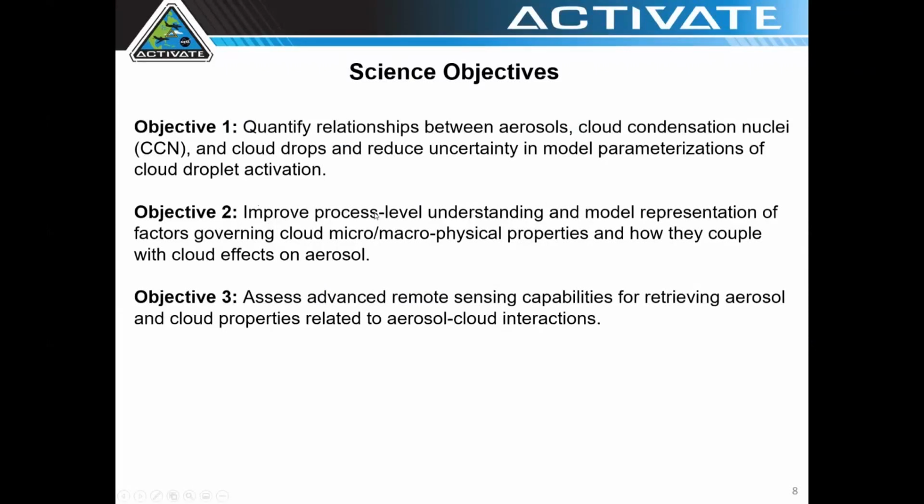Objective 2 is looking at process level understanding of how models treat cloud micro and macro physical properties and how they couple to how clouds affect aerosols. There's often so much attention given to how aerosol particles affect clouds and not so much given to how clouds themselves impact aerosols. So we're trying to look at both sides of the street here and how they interact with one another. And our third objective is assessing and trying to improve remote sensing capabilities for future missions to study aerosols and clouds. And this is very important for example, the NASA ACCP orbital mission.